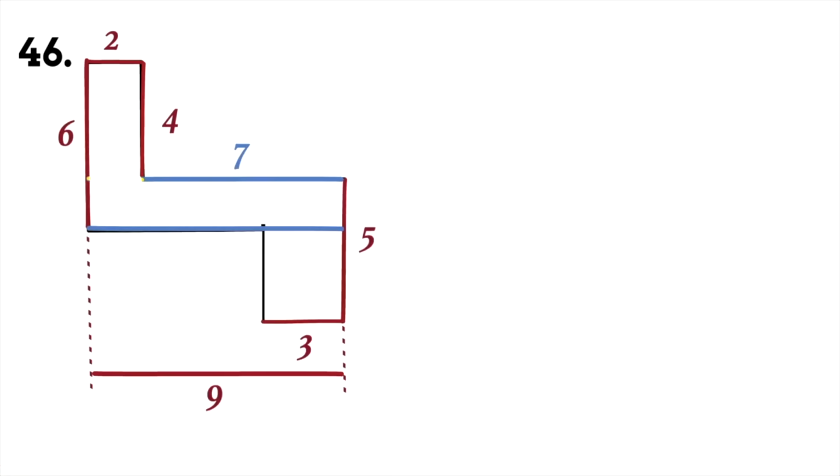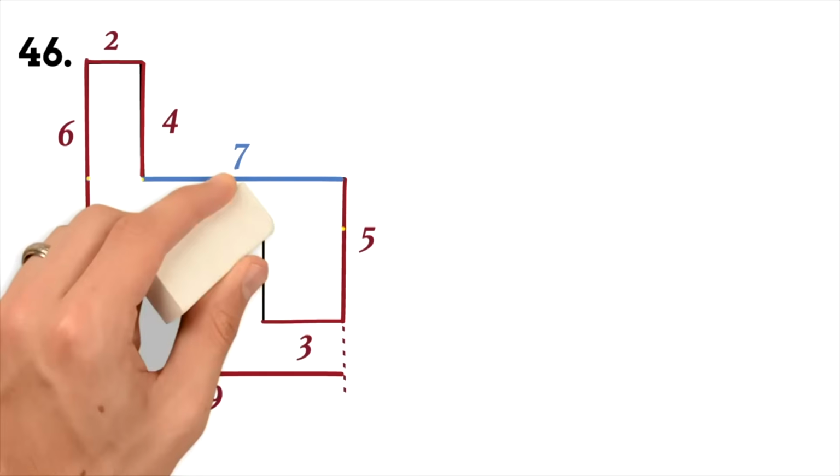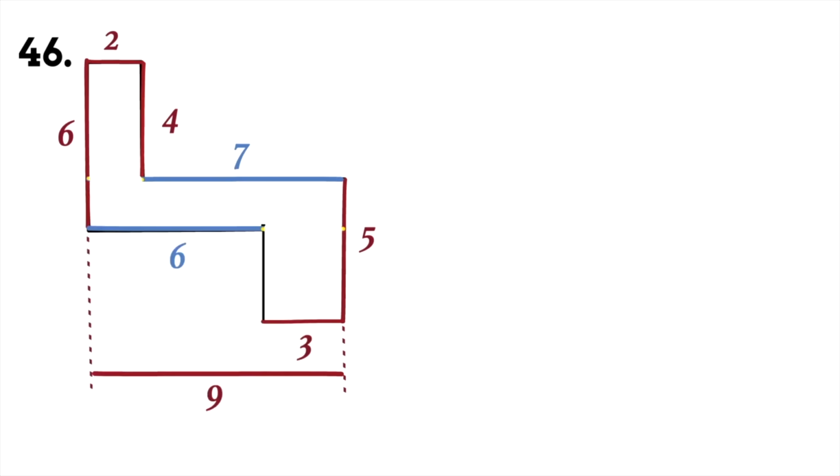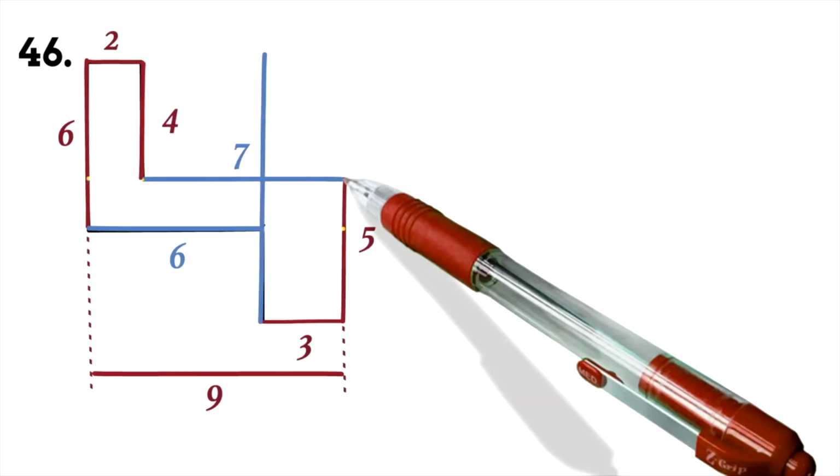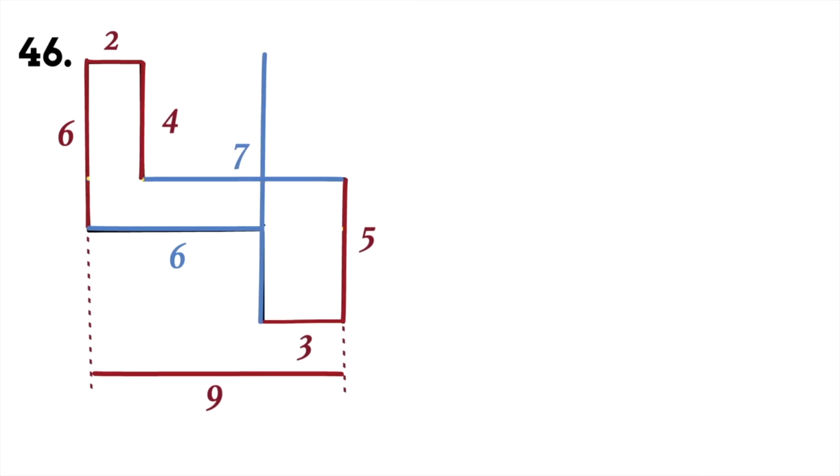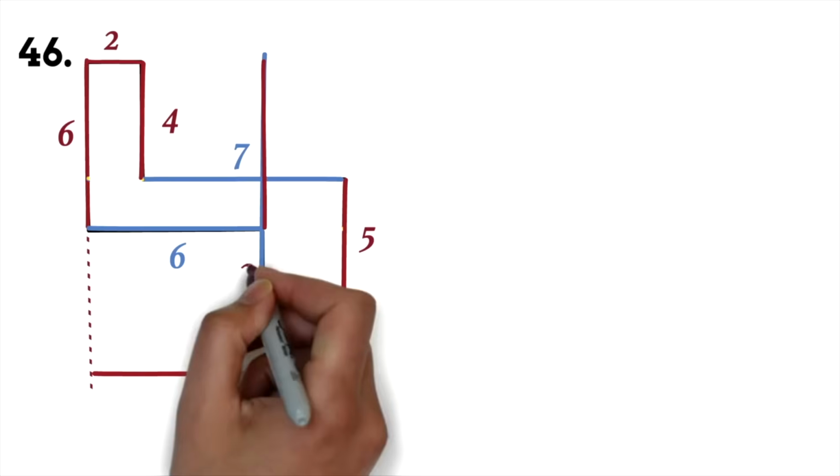We again know that this is 9. We know that this part is 3. So we can subtract 3 from 9 to get 6 here. Now for the final part, this part requires extra work. We know that the full length here is 9. This is from considering here and here. We know this is 6, so this place will be 9 minus 6, which is 3.